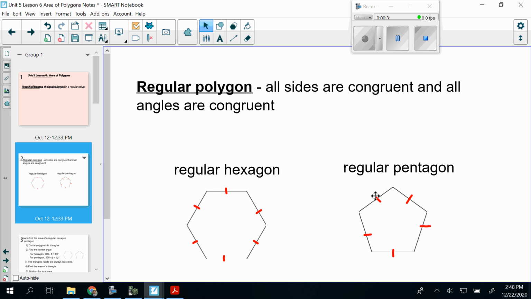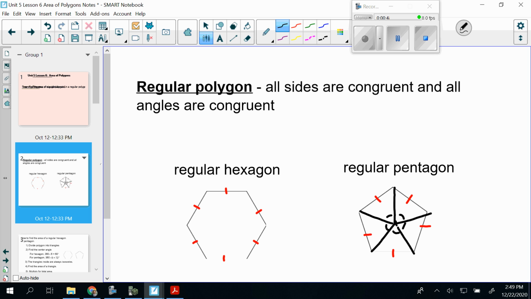A hexagon is a 6-sided shape. If it's a regular one, all 6 sides are the same. What else is going to be true is if we divide these into triangles from the center, since all the sides are the same, that also means all these interior angles are going to be the same. And so we're going to be interested in finding those interior angles as well. It also means all these exterior ones would be the same too, and that helps us find it out.